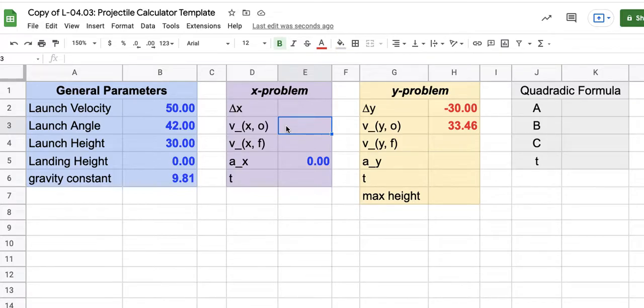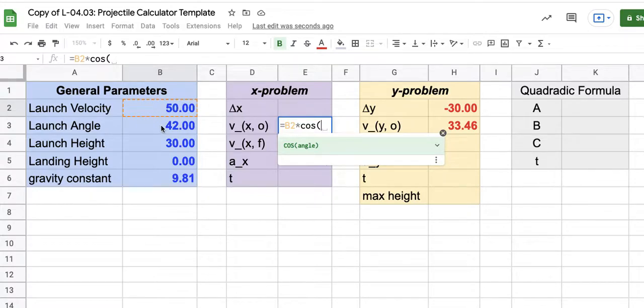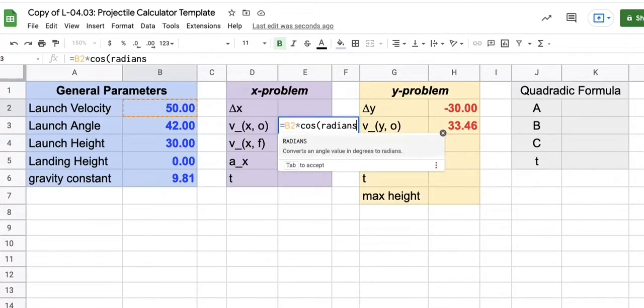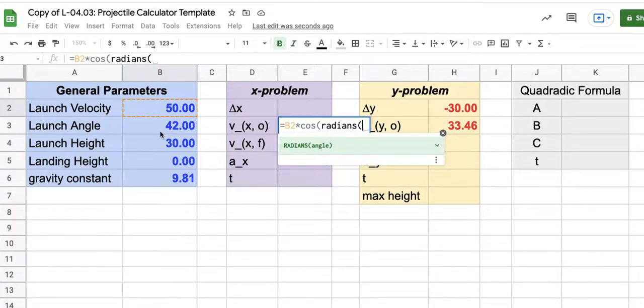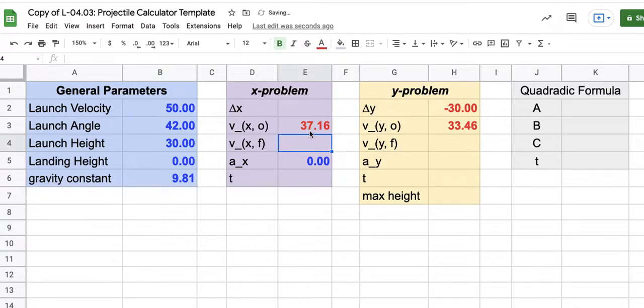We are also going to do that in the x direction. In the x direction, it equals the initial velocity, which is B2, times the cosine of the angle it's launched at. Again, we have to convert that to radians, so we type radians and then click on B3. There's our formula for that cell: B2 times the cosine of the radians of B3, and that gives us 37.16. If we change these things, like launching it at 20 degrees, you'll see these numbers actually change. It's automatically doing our calculation for us.